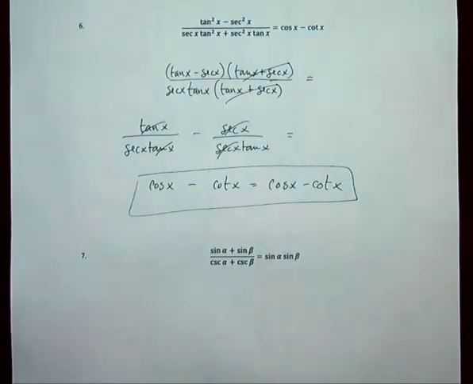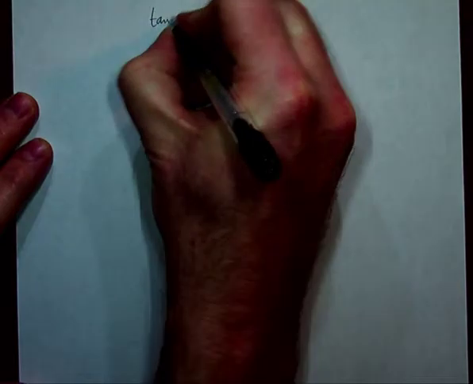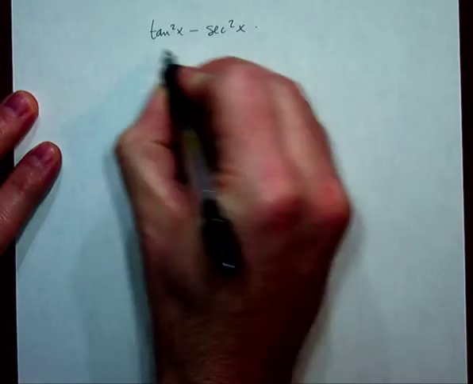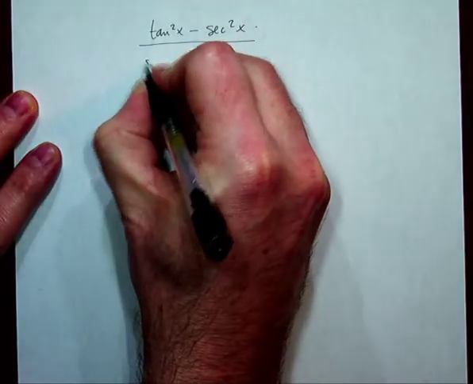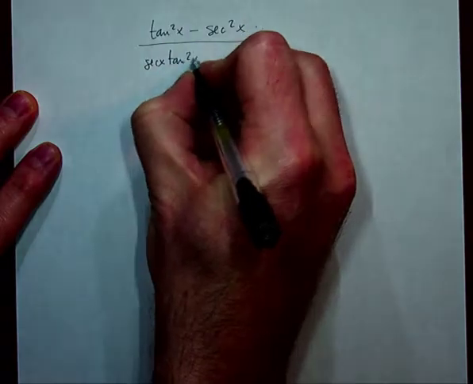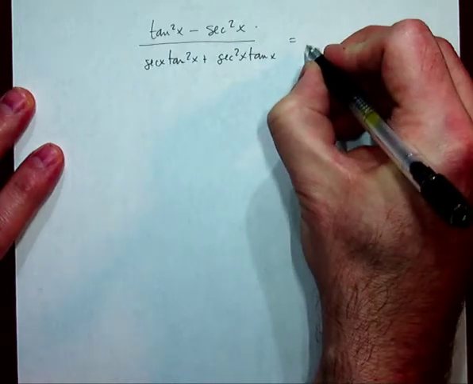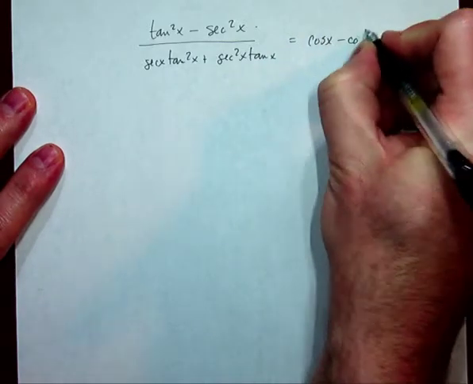Now, I'm going to show you the other way to do it, and it is ugly and torturous and a whole lot more steps. But let's do it anyway because, you know, fun with math. Alrighty, we have tangent squared x minus secant squared x, all of that over secant x tangent squared x plus secant squared x tangent x, and we want to verify that that is cosine x minus cotangent x.